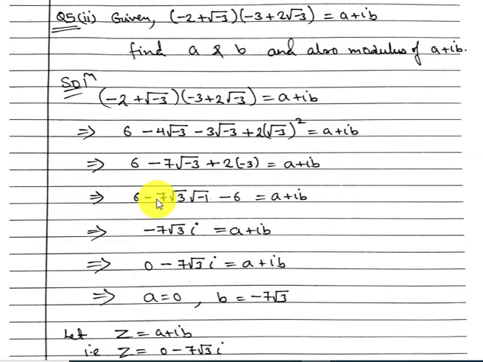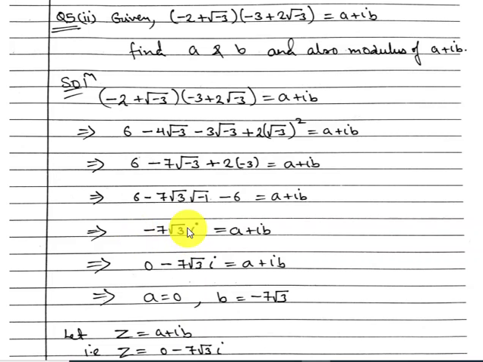Next, 6 minus 7. This square root of minus 3 can be written as square root of 3 into square root of minus 1. And this 6 here plus 2 into minus 3, so minus 6. So this 6 and this minus 6 will get cancelled, and you are left with minus 7 root 3 into I, because square root of minus 1 is I. So you got this equal to a plus ib.